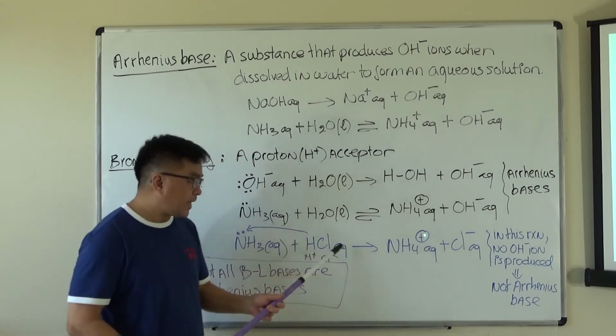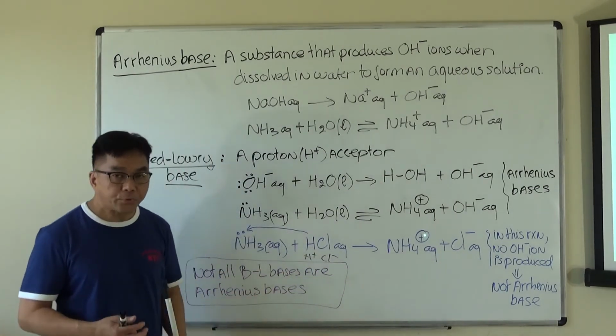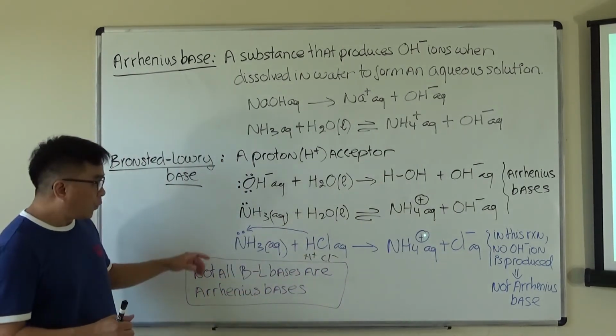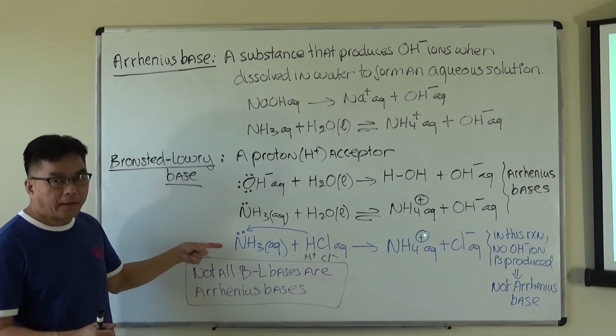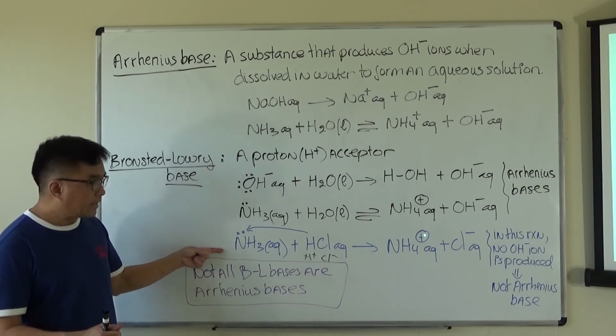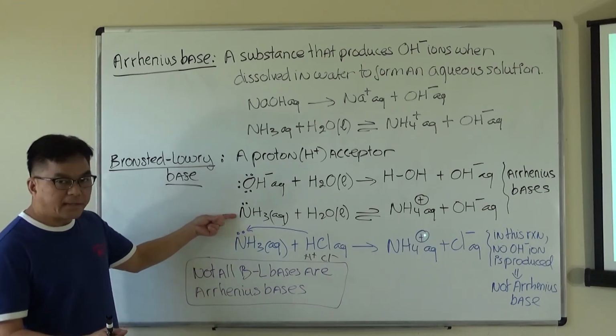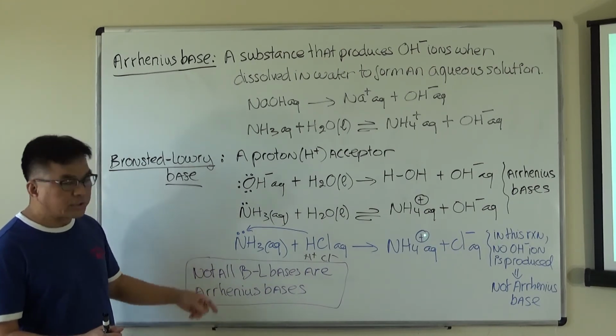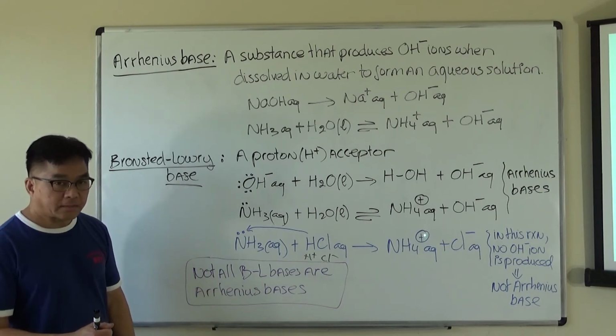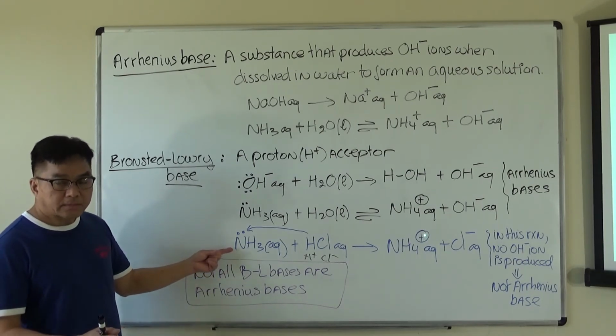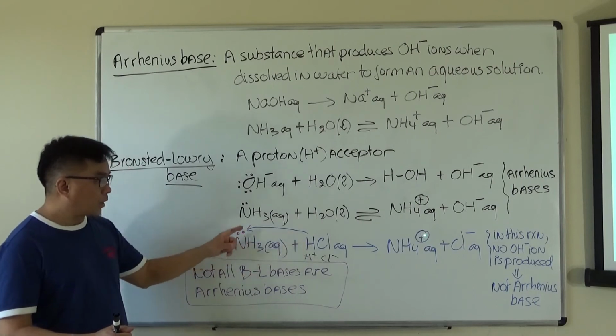So in this reaction here, there's no hydroxide produced at all. Therefore, technically, it is not an Arrhenius base in this case, whereas ammonia up here is an Arrhenius base, but in this reaction, it does not act as an Arrhenius base. But it is a Brønsted-Lowry base because it is a proton acceptor.